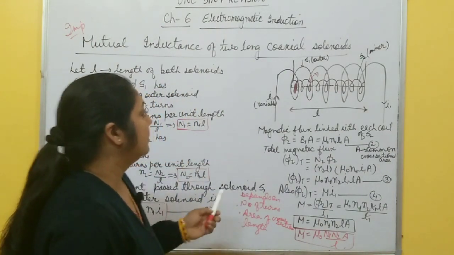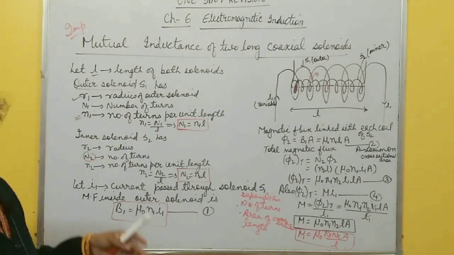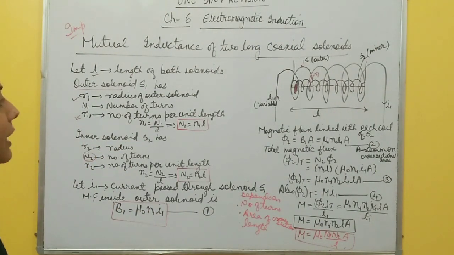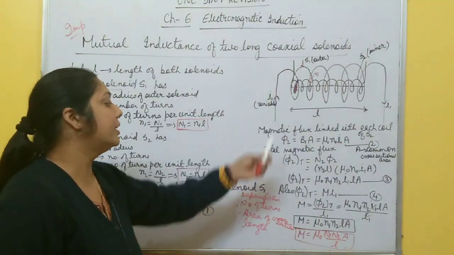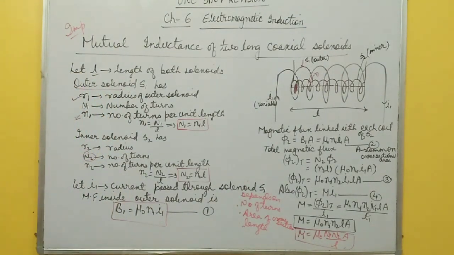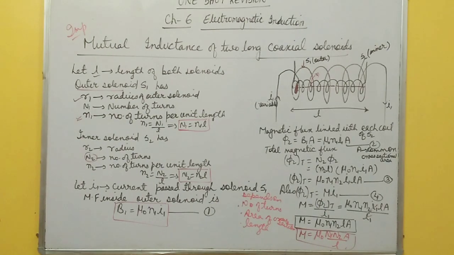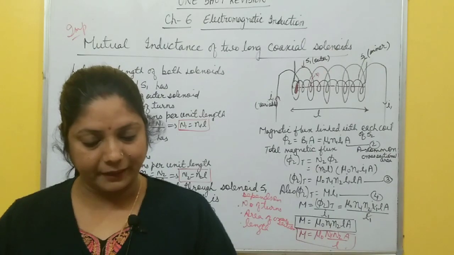Whichever is the primary coil and whichever is the secondary coil doesn't matter. If current is passing in any one solenoid, then the mutual inductance in the other solenoid is always the same, right? So please take a screenshot of this one fast. So I think this is the last topic of this chapter, electromagnetic induction.